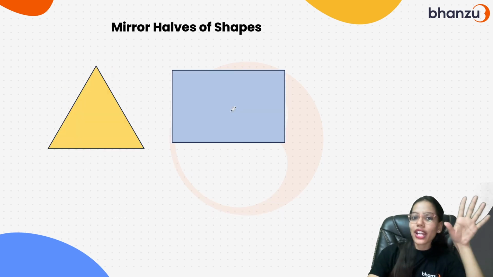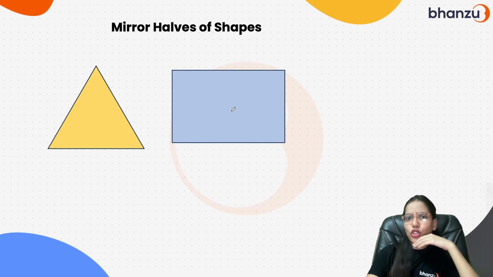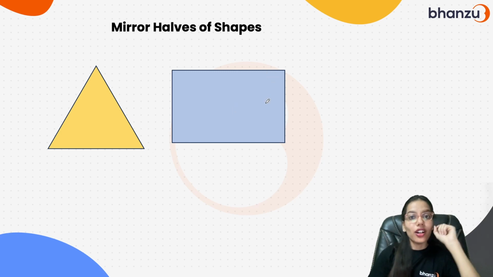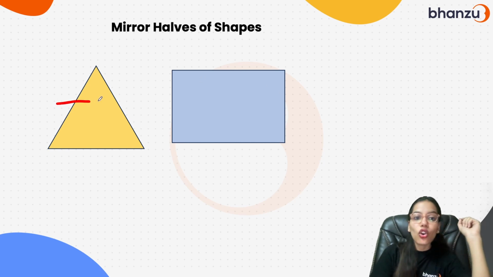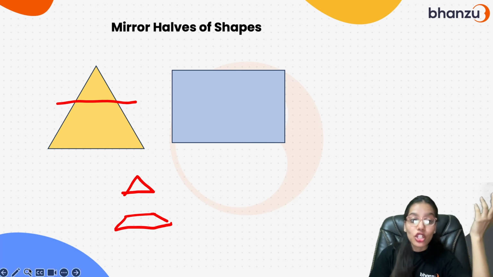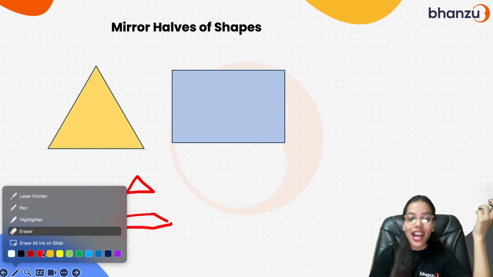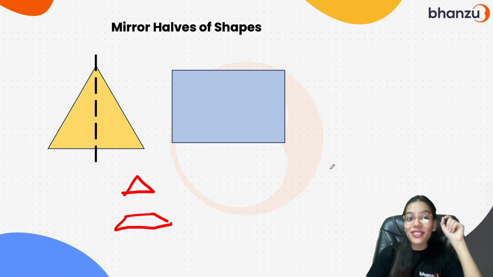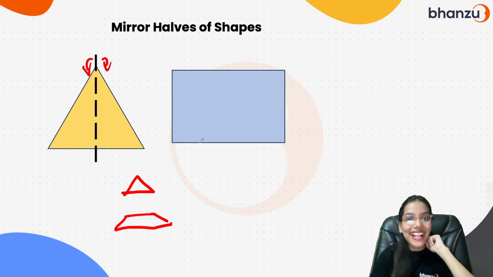So I have a triangle and a rectangle. If I want to divide my triangle into two equal halves, I want to draw a line. I cannot draw a line horizontally because that will result in shapes like this. Correct? Are they the same? They are not the same. So this line cannot be the line of symmetry for me. And hence, I am going to draw a line which is like this. Now if you observe, the right and the left side of this line are exactly the same.